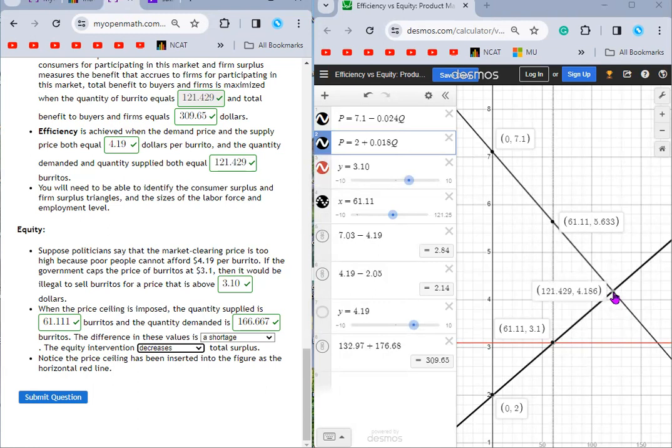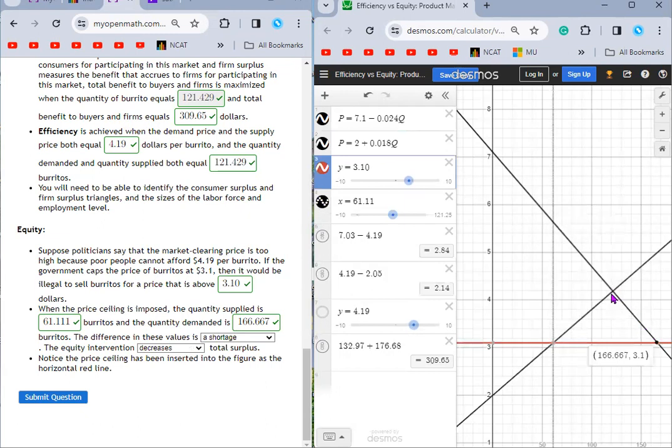The people that populate the demand curve from this point down to this point, the people that populate this part of the demand curve are poor people who are willing only to pay between $4.19 and $3.10. They weren't engaging in commerce before the price ceiling. They're not engaging in commerce now, right? Because only 61 burritos are being supplied. So this price ceiling does not affect them at all. They weren't buying burritos before, and they're not buying burritos now.